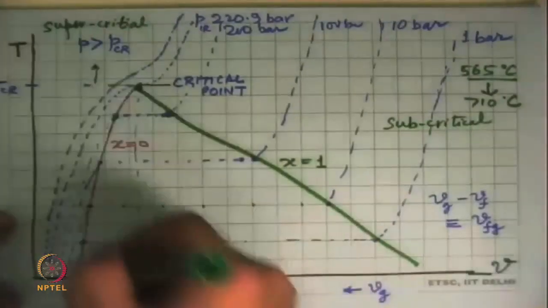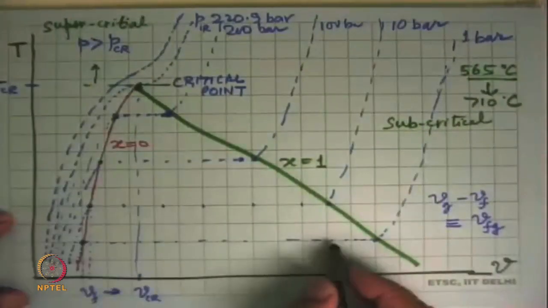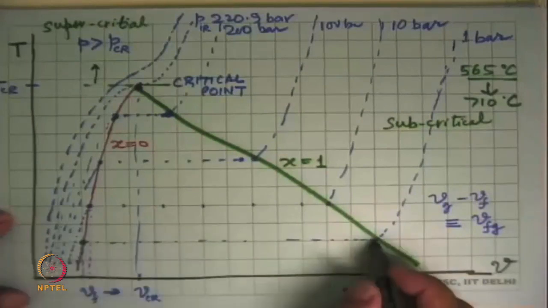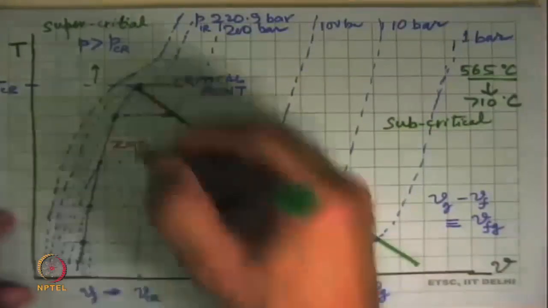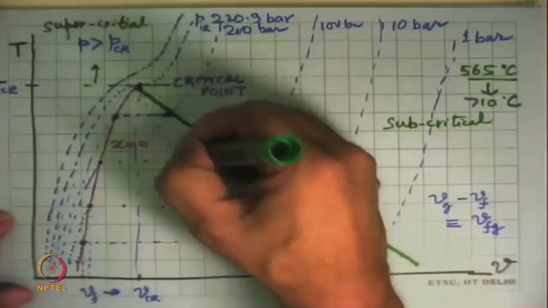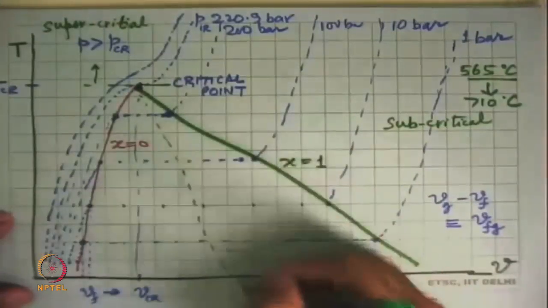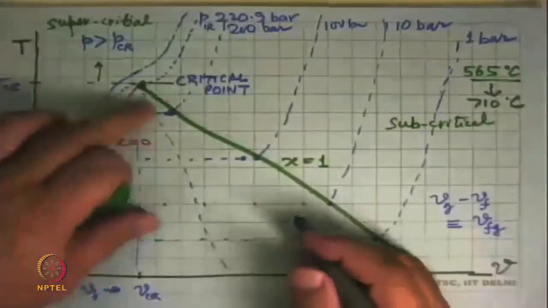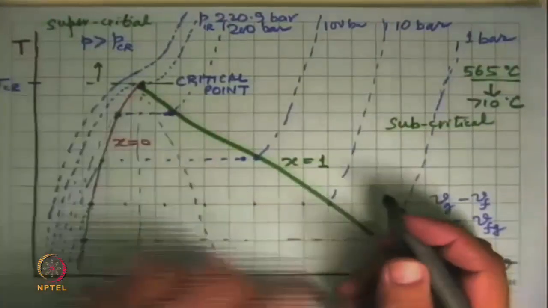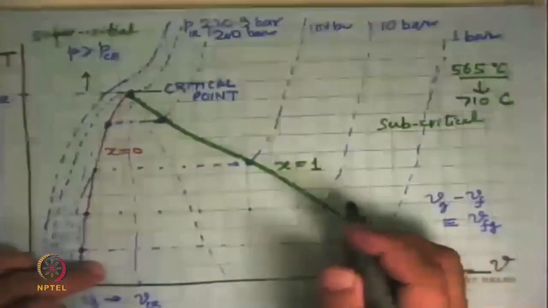Okay, so what it tells you is that as you go from left to right, X goes from 0 to 1. So in this, one can draw lines which are somewhat like this, and say, well, these are constant dryness fraction lines. X is equal to 0.6 is this much, X is equal to 0.7, X is equal to 0.3, they are like that.